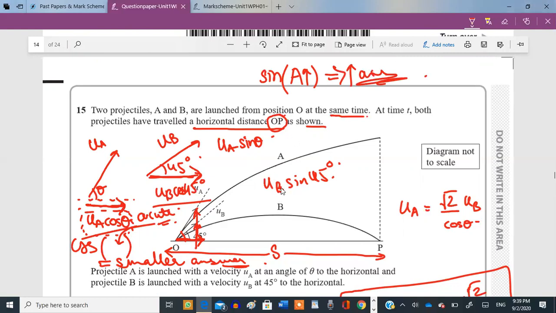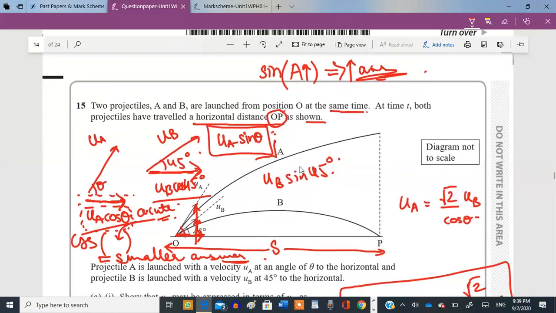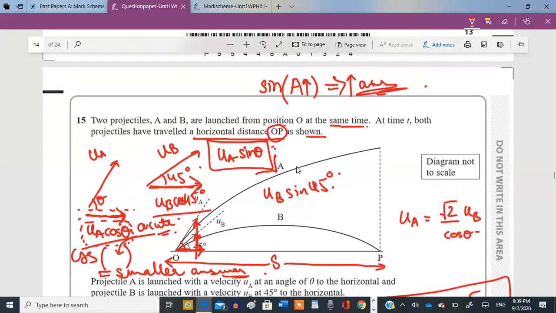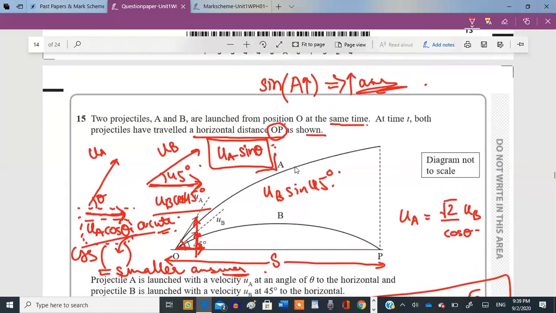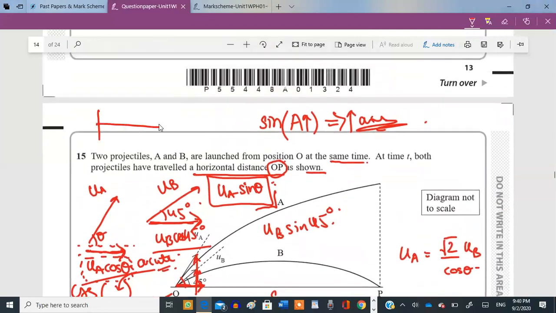So in case of sine, the vertical component of A is going to be greater than the vertical component of B. Would we ever need to explain why it is like that? Could they ask us why the value for sine theta is larger? Well, that's because of its graph. Do you know the graph of sine?